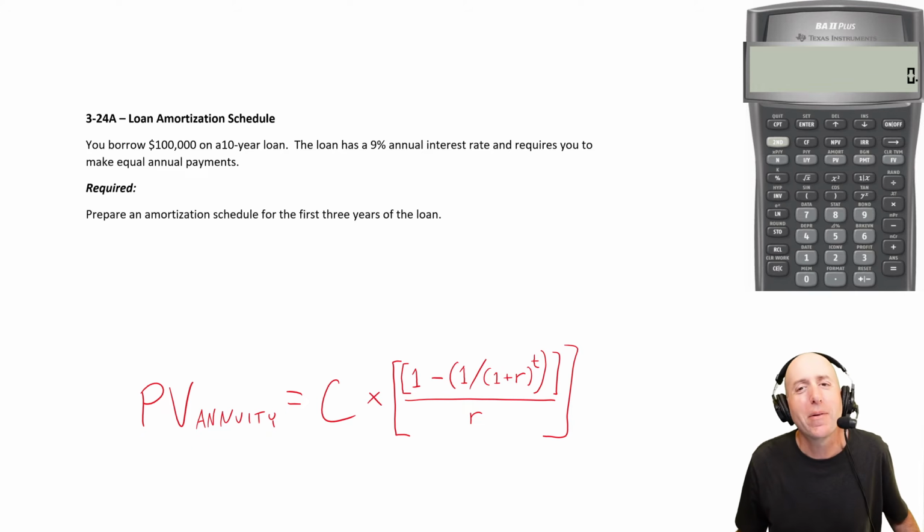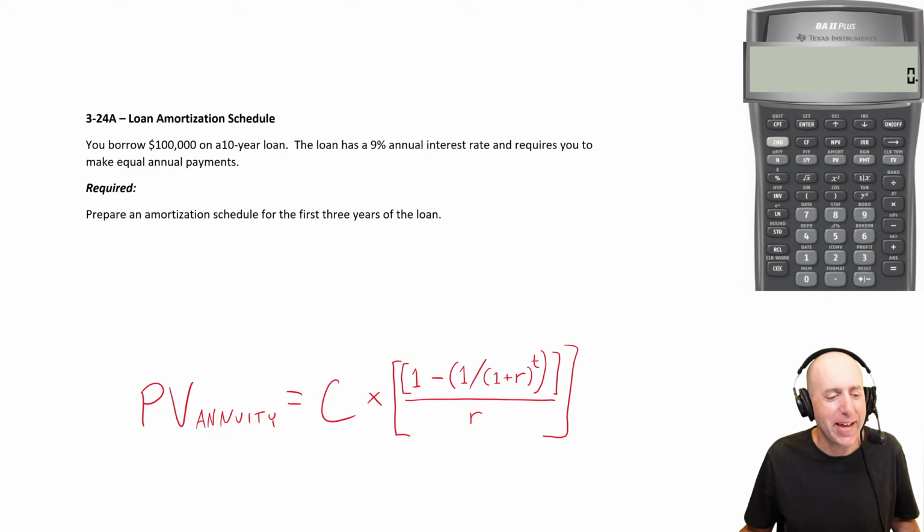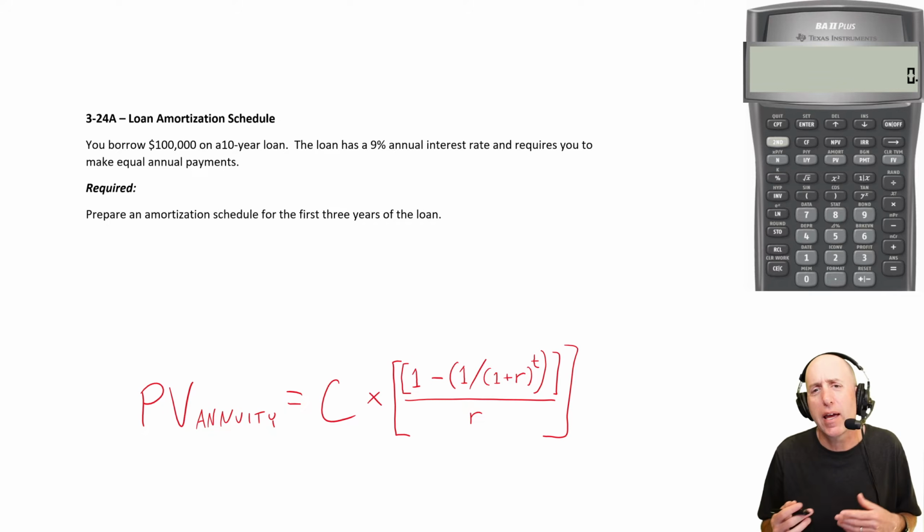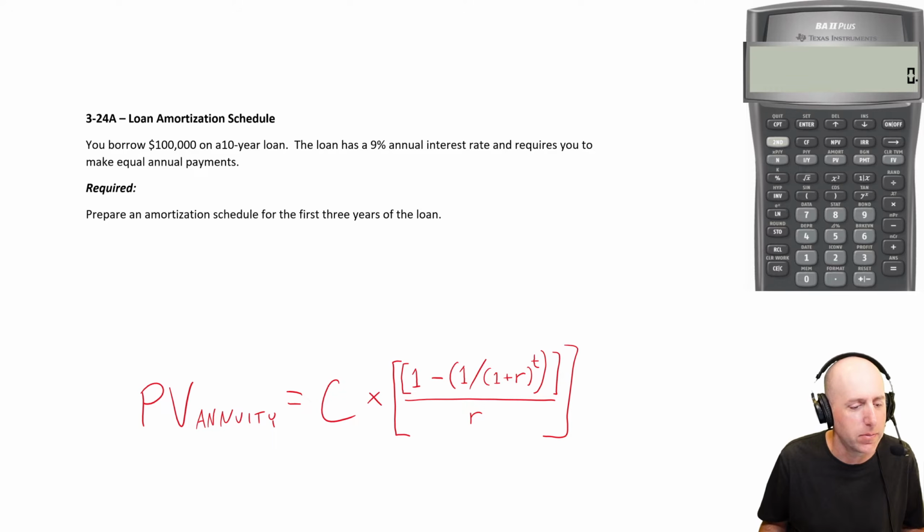Let's take a look at problem 324A. We're running through a loan amortization schedule. So let's read the question. We'll see what we're up against. And I think these ones aren't too hard. And in fact, if you've ever had a loan, you may have seen one of these before.